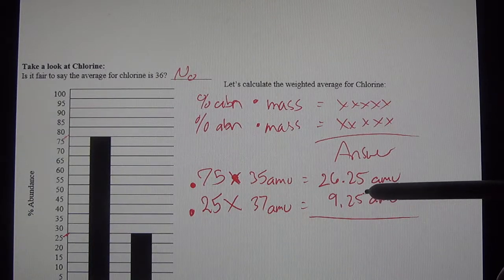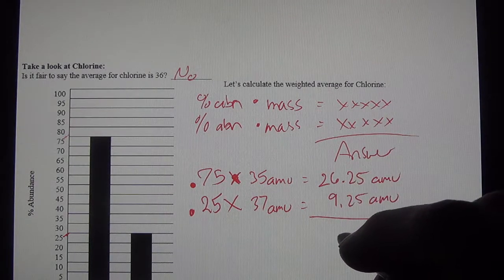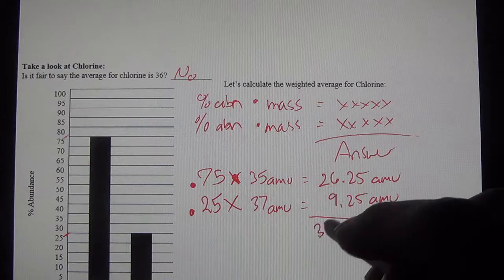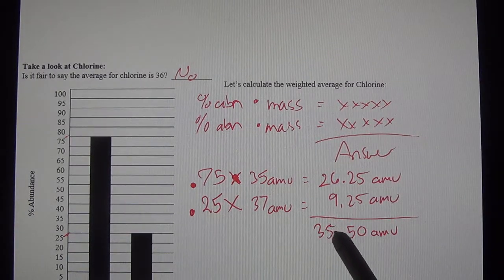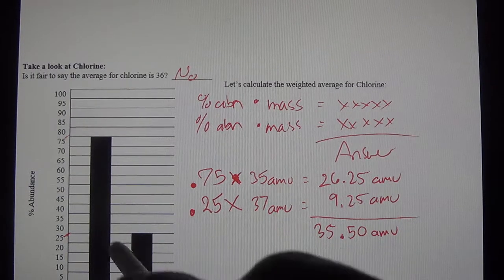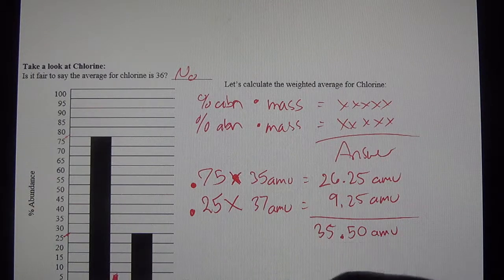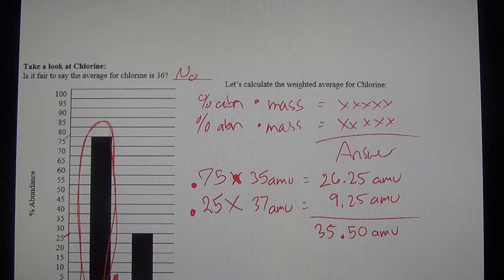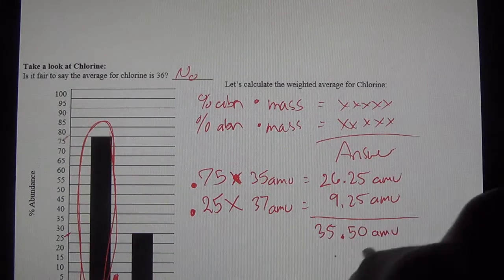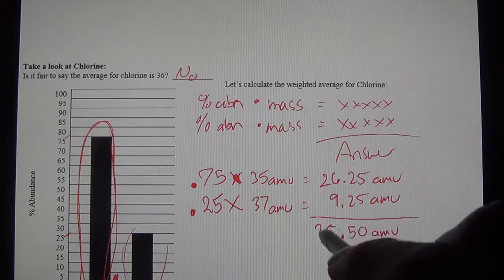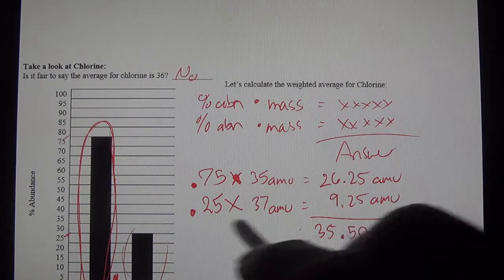So I'm not saying that the average is either of those numbers. The average is going to be what we get when we total them. So I add 26.25 and 9.25, and I get 35.5 AMUs as the average. Now let's take a look at that. That would be right here, 35.5. Well, that makes sense. We have so much more chlorine 35. Should it not make up a bigger portion of the average? And we have so much less chlorine 37. The average should not be as close to 37. We have less of it.